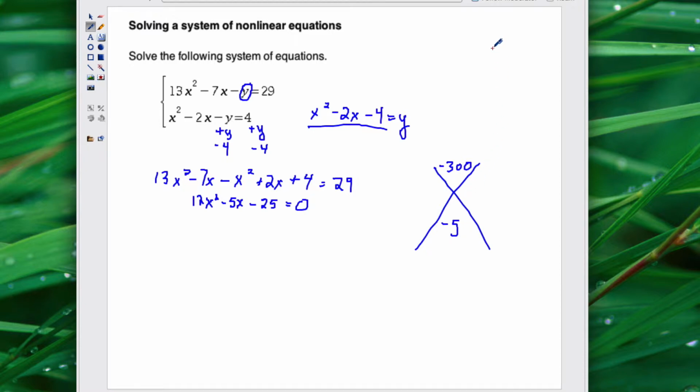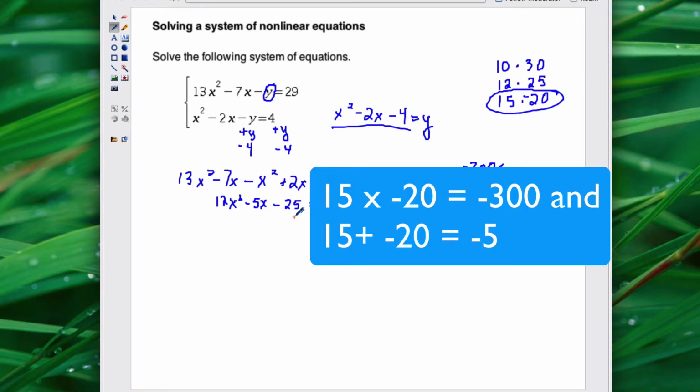So on this one, I know that, let's see, 10 times 30 is 300. So I think I'm going to start there. And then I need two numbers that are close together. One's going to be positive and one's going to be negative. So let's see, 12 times 25, 15 times 20. So 15 and 20, if I make this a negative 20, okay, multiply to give me negative 300, but add to give me the negative 5.